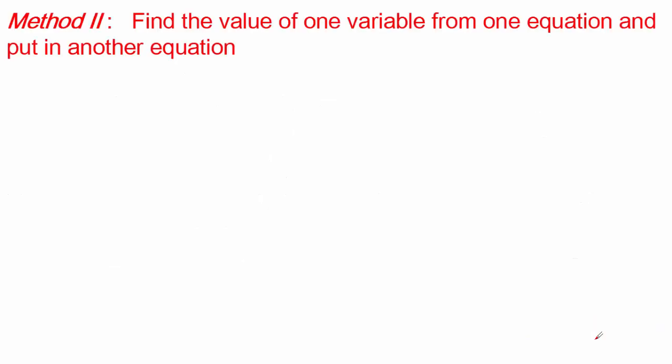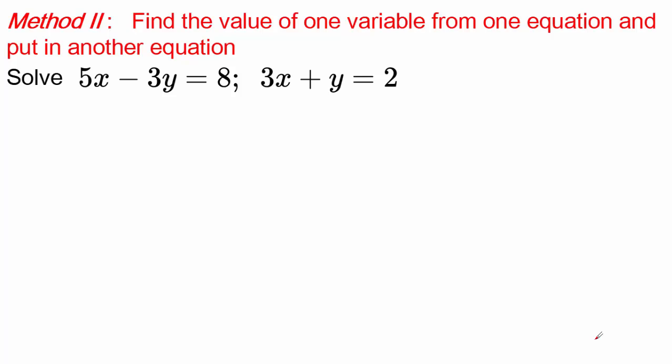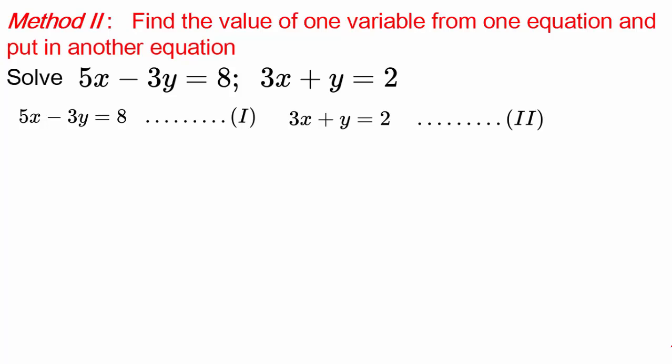We shall solve the same problem by the second method. Find the value of one variable from one equation and then put it in the other equation. Instead of eliminating one variable, we shall find the value of one variable from one equation and substitute that value in the other equation. We shall solve the same problem: 5x minus 3y equals 8 and 3x plus y equals 2. We shall number the equations first. 5x minus 3y equals 8, this is the first equation. 3x plus y equals 2, this is the second equation.